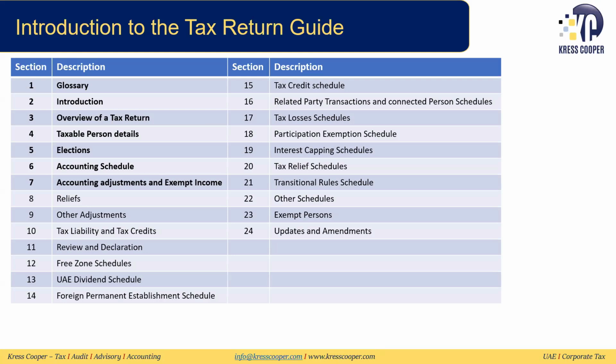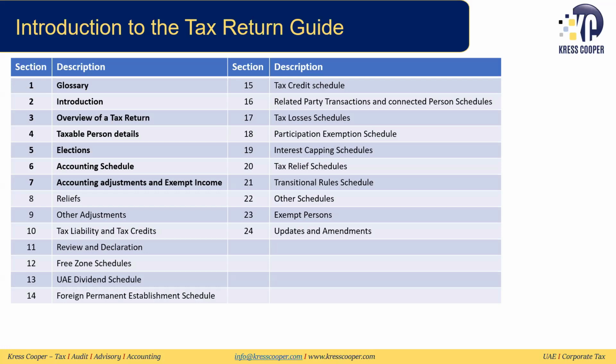If you look at the guide, it has a glossary and introduction like other guides. Then it starts with an overview of a tax return. The taxable person details are there. Elections are there that need to be made for various different cases in the tax return. Then we have the accounting schedules, accounting adjustments and exempt income section, adjustments, tax liability and tax credit, then review and declaration. Till here, this is kind of where the tax return will end.